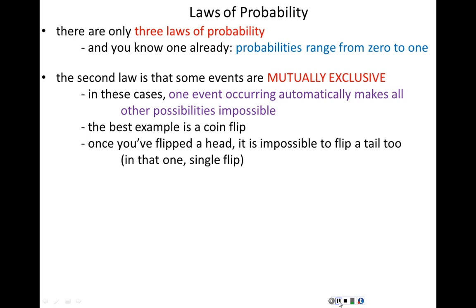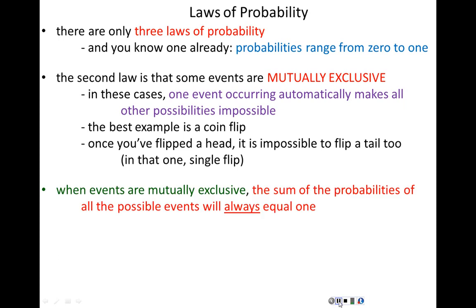Roll a die, you roll a 2. You can't, in that roll, have gotten a 1, 3, 4, 5, or 6 if you've already gotten the 2. They're mutually exclusive. When events are mutually exclusive, that means you can take the probabilities of all the individual events and add them up, and you will get 1. It's called the sum rule.